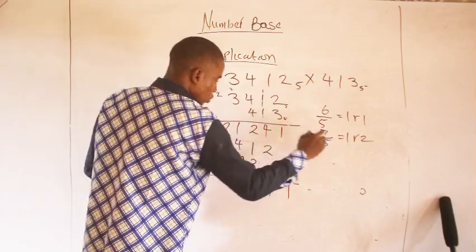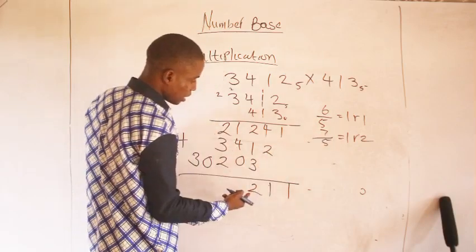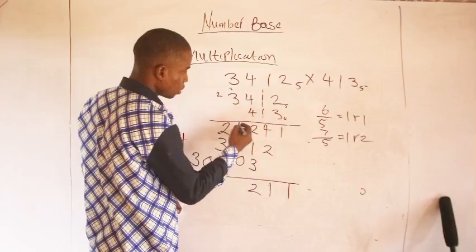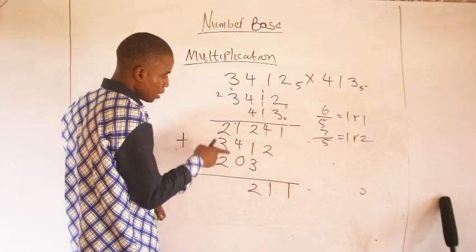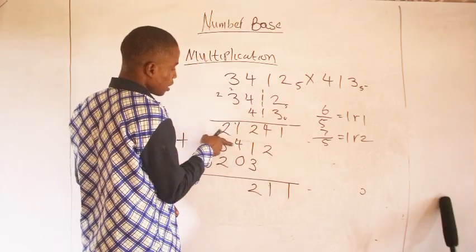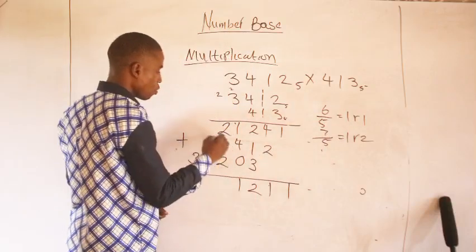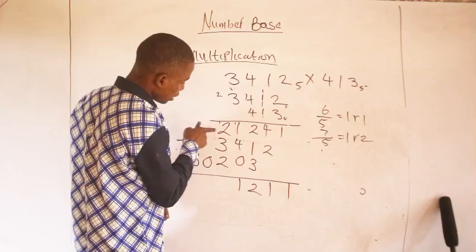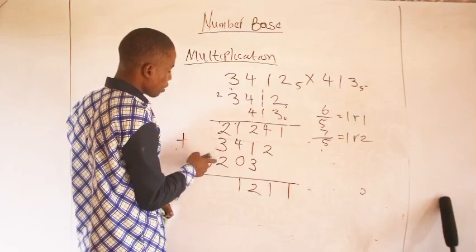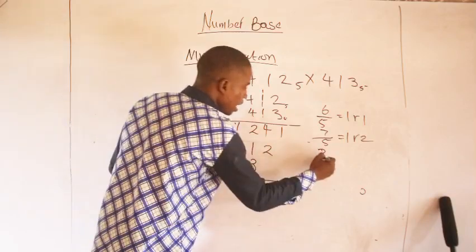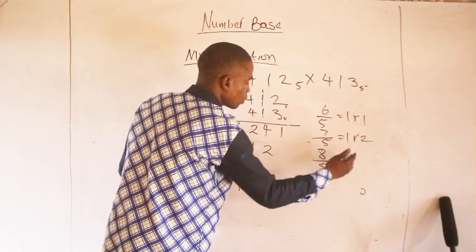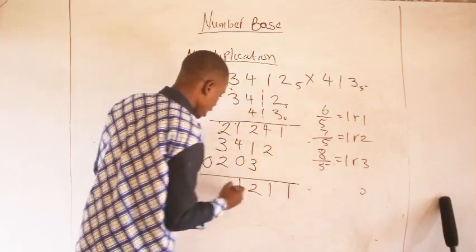I've already written the 2. Yes. Now the remainder 1 here. This one plus this is 6. Now 6 divided by 5 is 1, remainder 1. Put the 1 here. This is 5, 6, 7, 8. 8 all over 5 equals 1 remainder 3. Write 3 here.